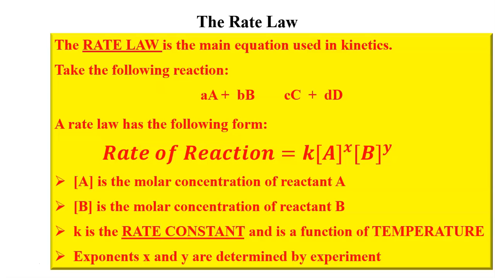The exponents x and y are determined by experiment. That's a key point. They are not the coefficients, small a and small b. They are shown nowhere in the reaction. You cannot determine by looking at that chemical reaction what x and y are going to be. But we're going to learn how to do that today.